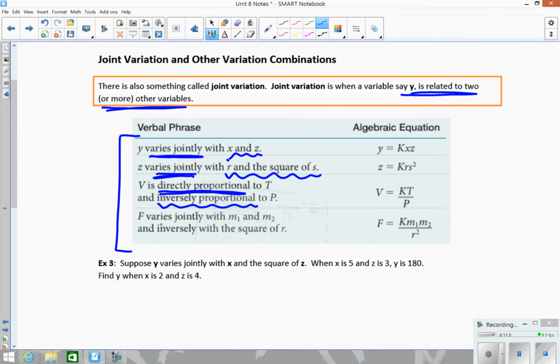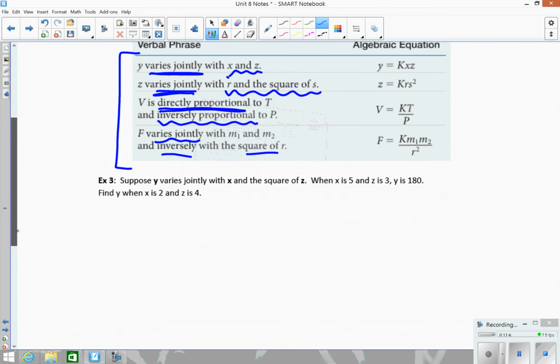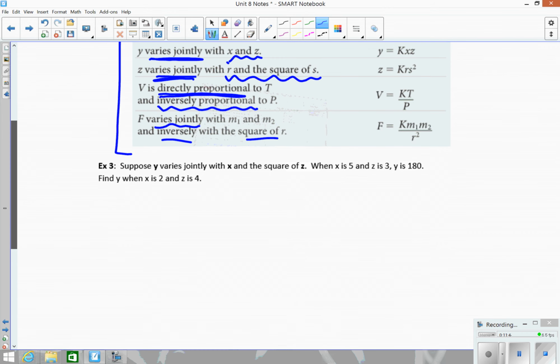And then the last example here, it varies jointly with M1 and M2. So that's up top. That's like a direct variation. All three things are being multiplied, or you're multiplying the two variables by the constant. And then inversely with the square. So that's why r squared is on the bottom.